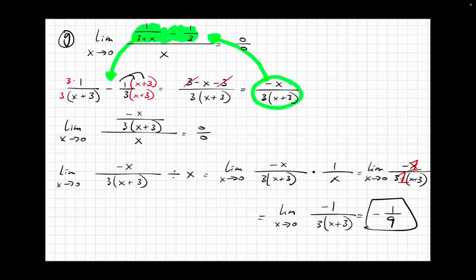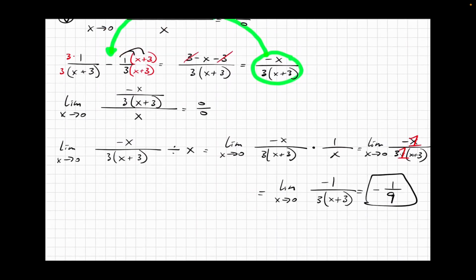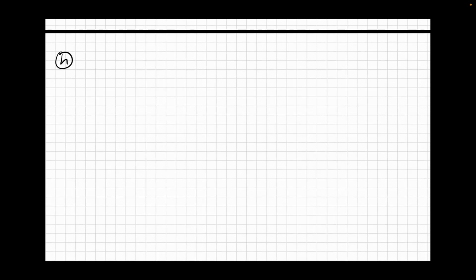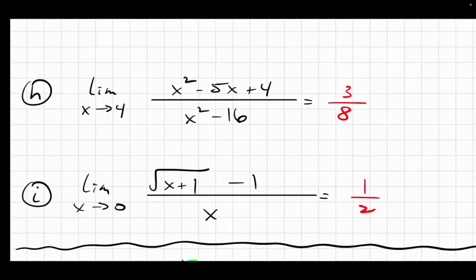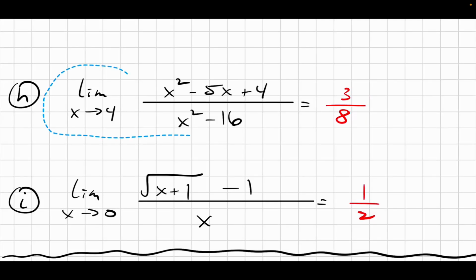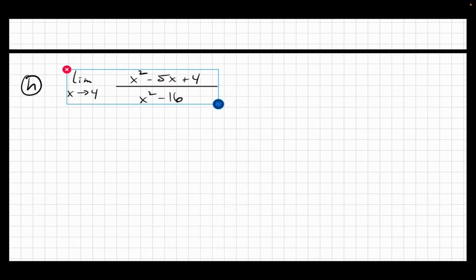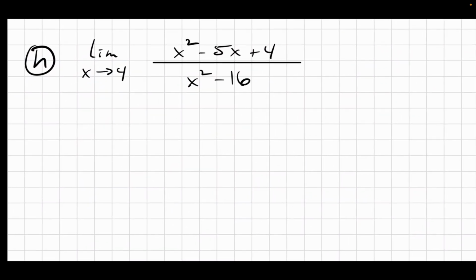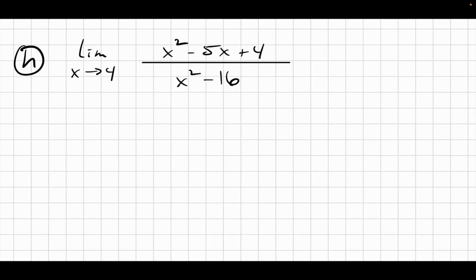Okay, there's G. Now let's try H. All right, so H. So you notice H is a fraction. It is a rational expression, but top is a trinomial, bottom is a binomial. Okay, so first thing I'm going to do is I'm going to plug in 4. When you guys plugged in 4, you guys saw that you got 0 over 0. That means there's work left to be done.